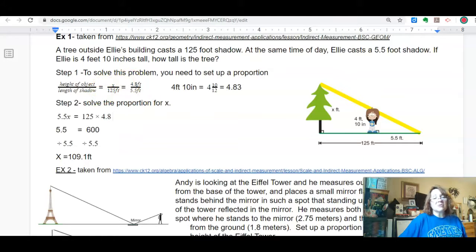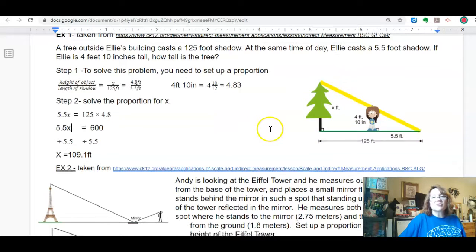So when I do cross multiplying, multiplying what's across, it would be 5.5 times x, which is what you have here, and then the other thing that you would have is 4.8, which is the new thing that I changed, times 125. So once I do that, I am going to get 5.5x, so that should have an x there, equals 600, and then dividing by 5.5, you get about 109.1. All right, so that's indirect measurement.